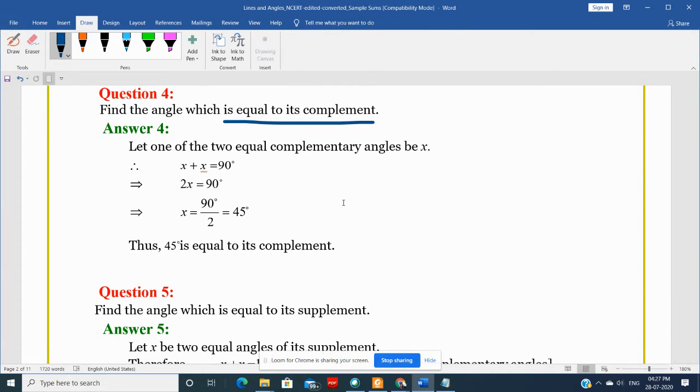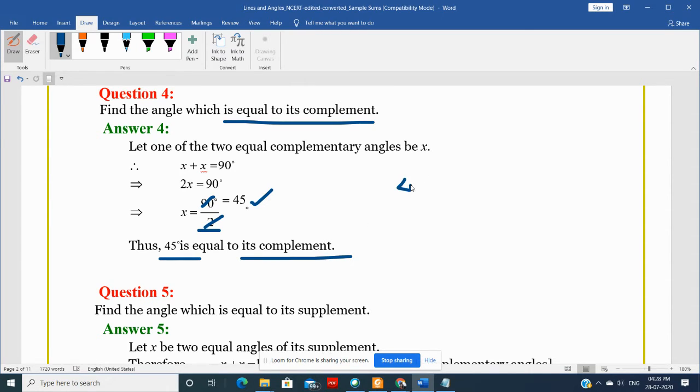So two angles are x and x, and they are complement to each other. So naturally they sum up to 90. That's what we have written. Now x plus x means it becomes 2x. 2x becomes 90. This 2 would go on this side, so it becomes division, right? And when we cancel them out, it would become 45. So 45 is equal to its complement.